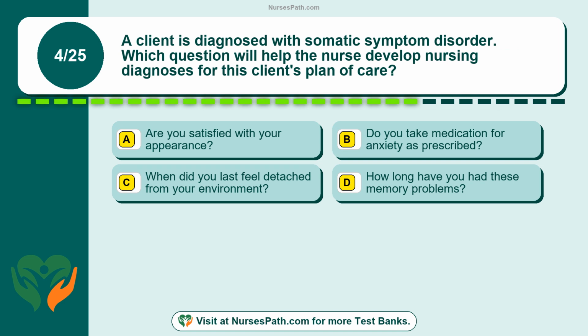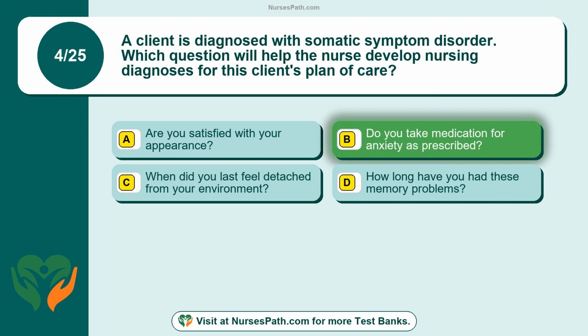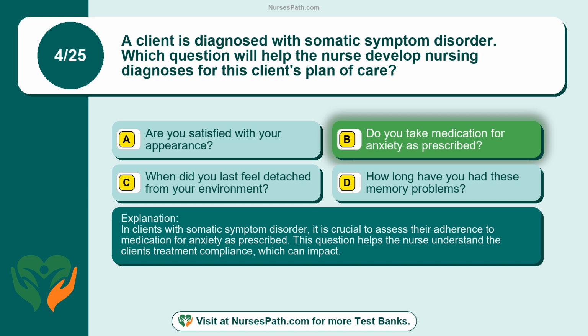Question 4. A client is diagnosed with somatic symptom disorder. Which question will help the nurse develop nursing diagnoses for this client's plan of care? Option A. Are you satisfied with your appearance? Option B. Do you take medication for anxiety as prescribed? Option C. When did you last feel detached from your environment? Option D. How long have you had these memory problems? The correct answer is option B. Do you take medication for anxiety as prescribed? In clients with somatic symptom disorder, it is crucial to assess their adherence to medication for anxiety as prescribed. This question helps the nurse understand the client's treatment compliance, which can impact the plan of care.